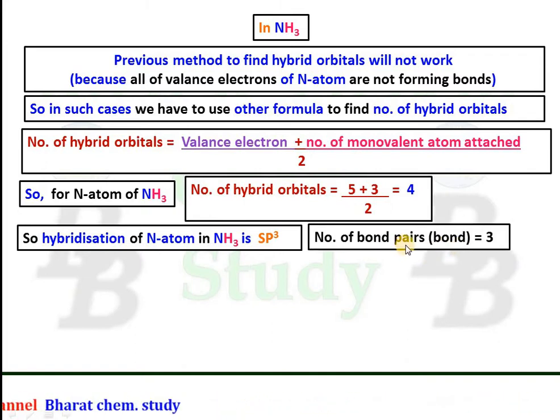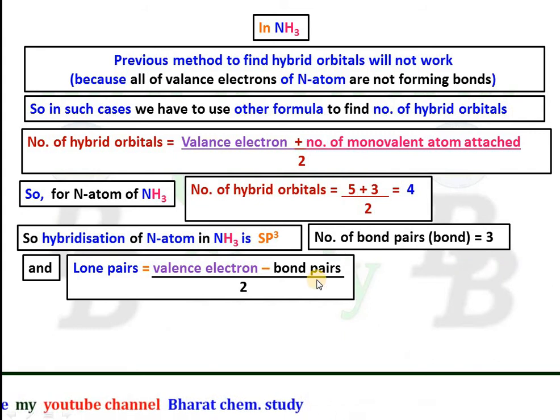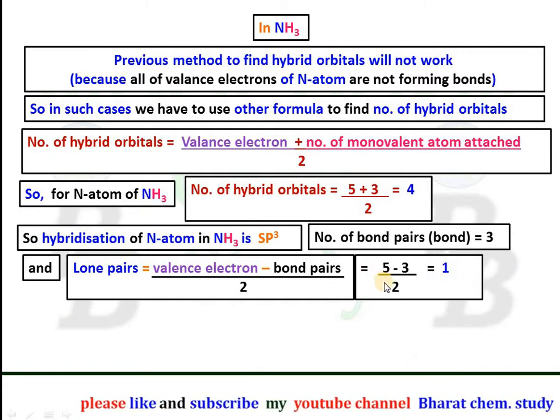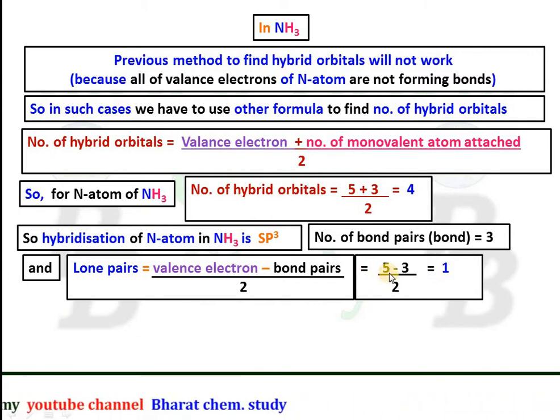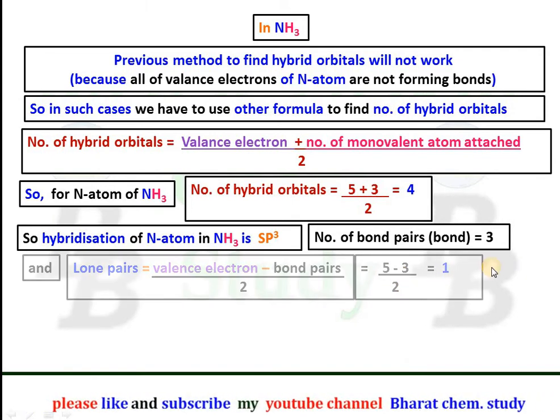And the number of bond pairs is equal to the bonds formed by nitrogen, which is 3 here, and the number of lone pairs is equal to the number of valence electrons minus bond pairs, divided by 2. So in the case of nitrogen in ammonia, the valence electrons are 5 and it is forming 3 bonds, so (5 minus 3) divided by 2, therefore the number of lone pairs will be 1.